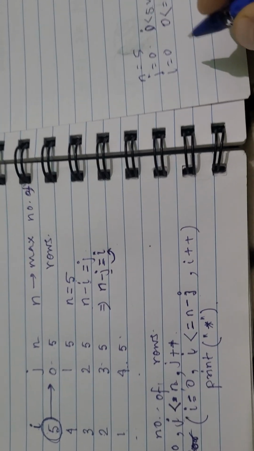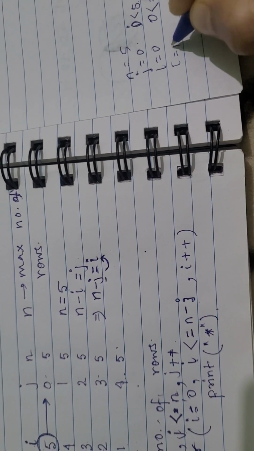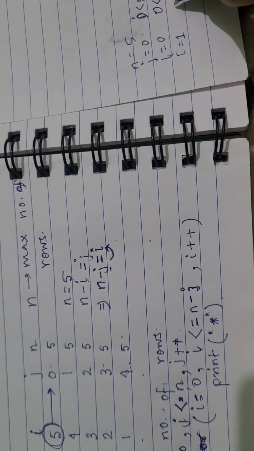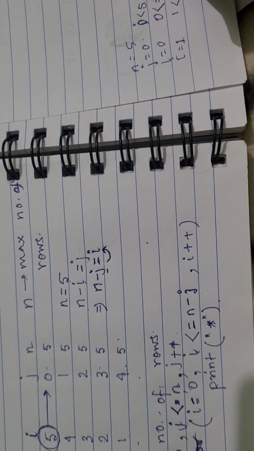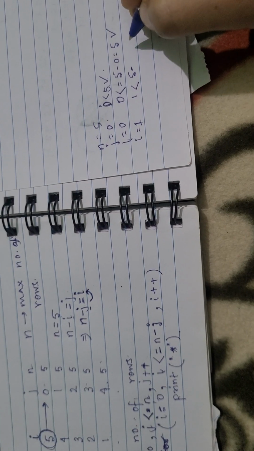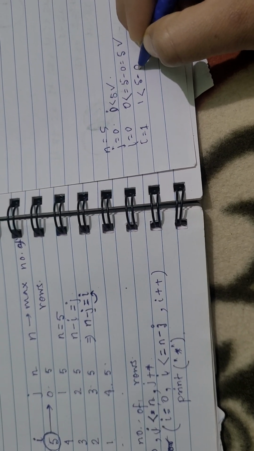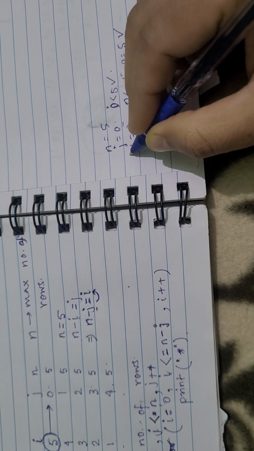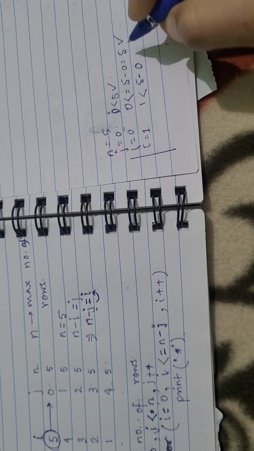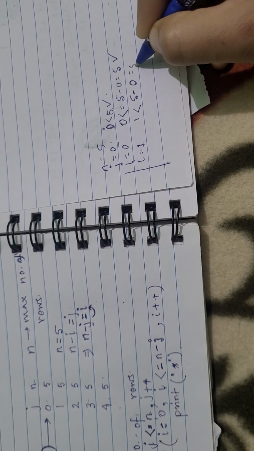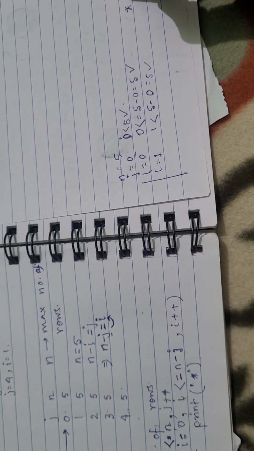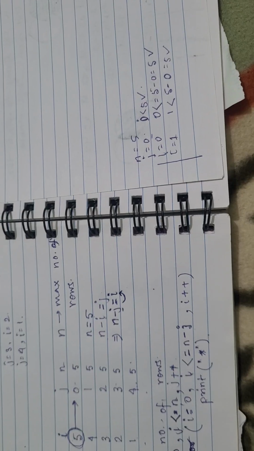Now what is the value of I? I is equal to 1. This I is 1. So 1 is again less than 5 minus 0, because the j value is 0. Within this j value this entire thing will work. So 5 minus 0, so that is 5. So again it is greater, so again a star will be printed.